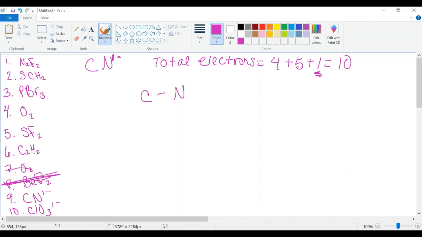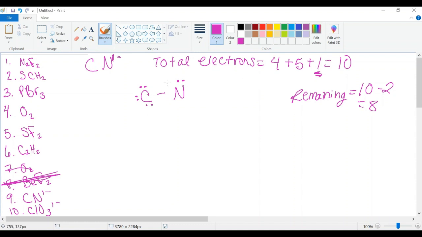Then I draw my skeletal structure. There's no way to draw a central atom here since I've only got 2 atoms involved. So I've got C and N. There's 1 bond in my skeletal structure, so my remaining electrons equals what I started with minus the ones in bonds. So I've got 8 electrons left. I'm going to draw them around my other atoms, 2, 4, 6, and 8.